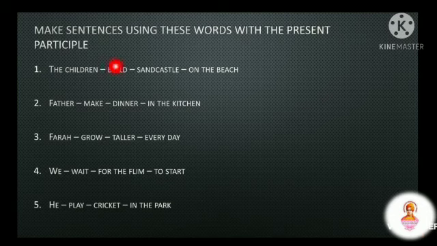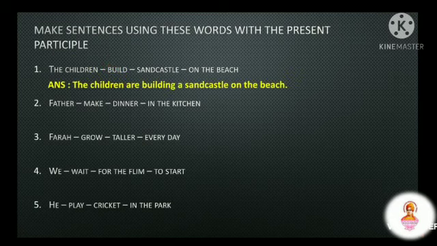Now see the children. Now children means they are plural. So you have to use are. You have to use are. Build ing form, building a sandcastle on the beach.